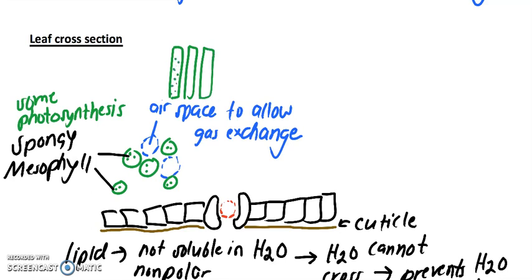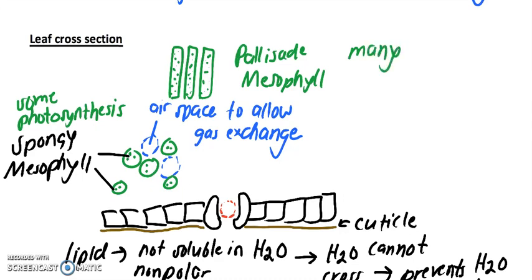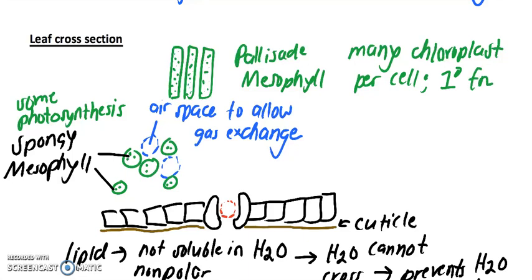Going even higher up, you'll see a new structure. These guys here are called palisade mesophyll, and they're columns put together, very organized, and they have many chloroplasts per cell. So you can imagine the primary function of these guys: the primary function is to conduct photosynthesis.